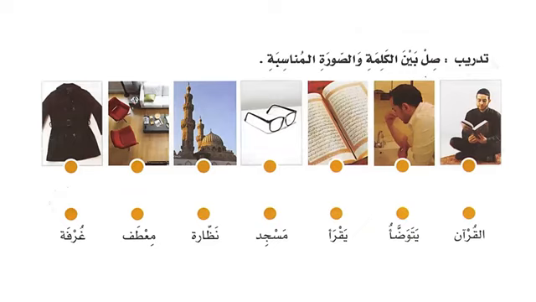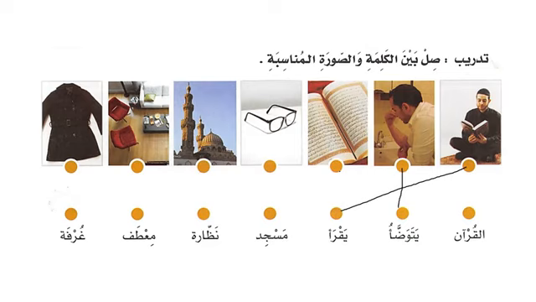Tadrib, sil bain al-kalimati was suratil munasibati. Now you have to connect between the word and the appropriate picture. So the first one, as you can see here, he is reading. So we will say yaqra'u. The second one, he is making ablution. So we will say yatawadda'u.